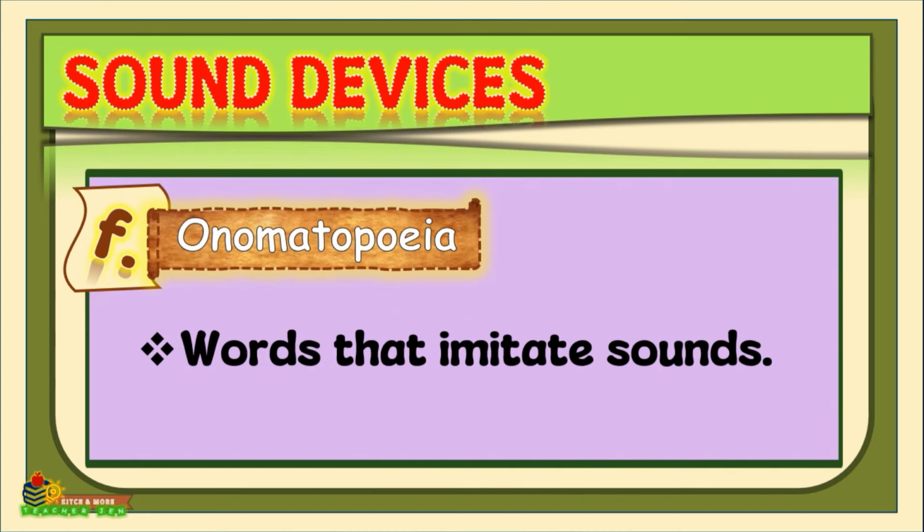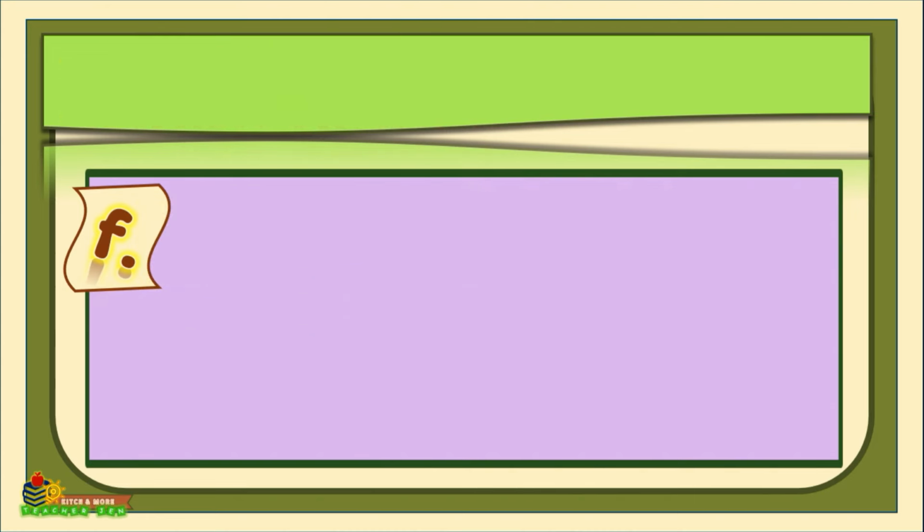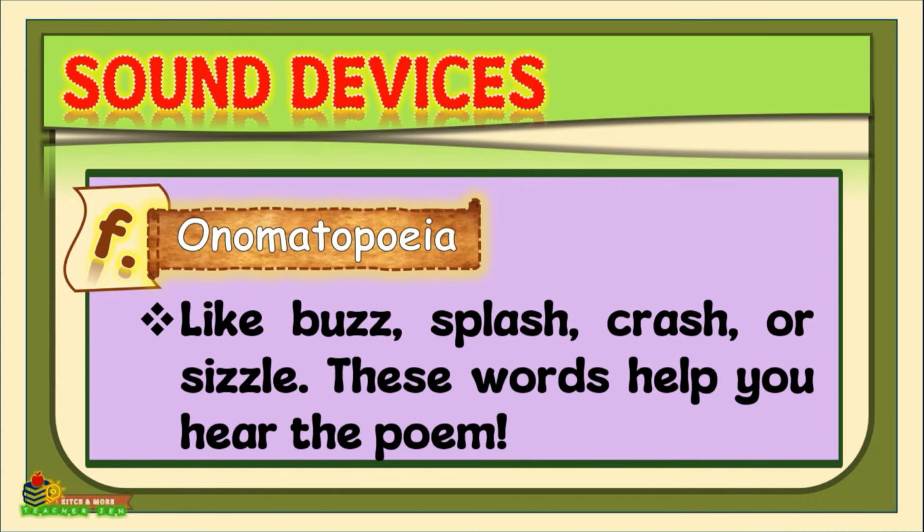These are words that imitate sounds. For example, buzz, splash, crash, or sizzle. These words help you hear the poem. All of these sound devices work together to make poems come alive when we read them out loud.